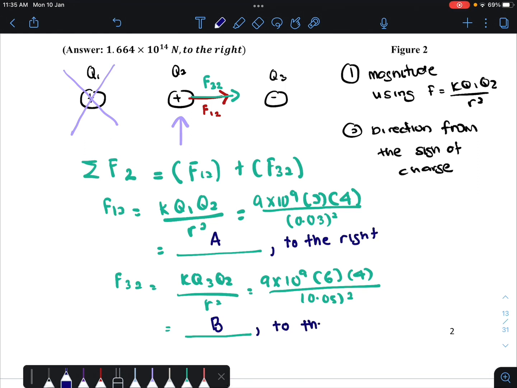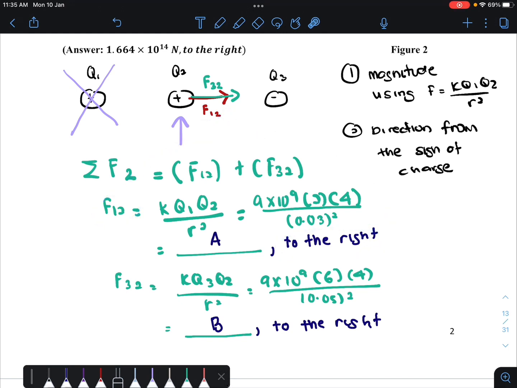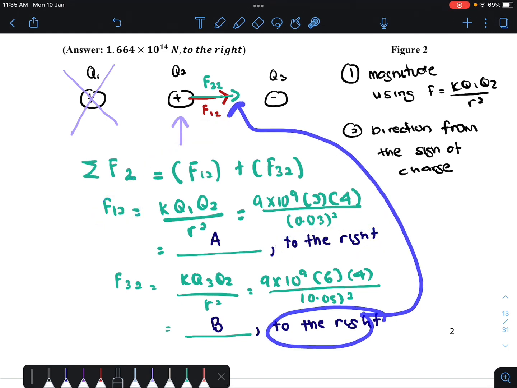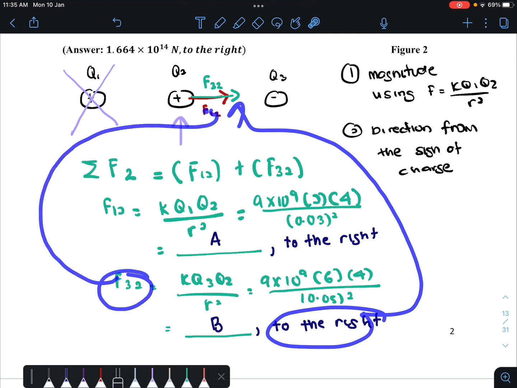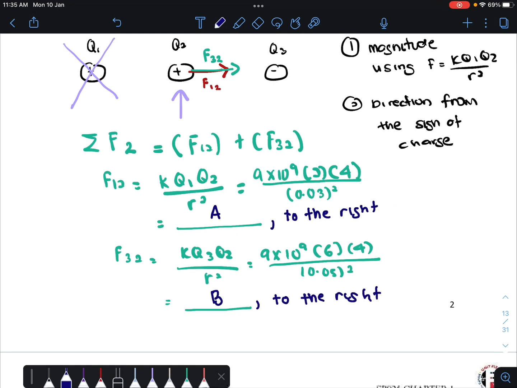And this one is also to the right. How do you know it is to the right? You deduce it from what you drew. F12, which direction is it? To the right. And F32, which direction is it? Also to the right. So you get to the right. Now you are going to sum them, so the summation of forces on Q2.